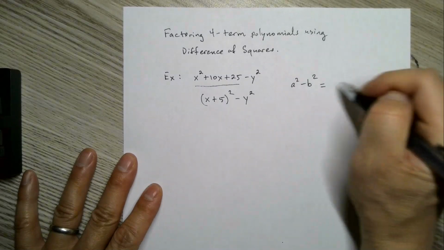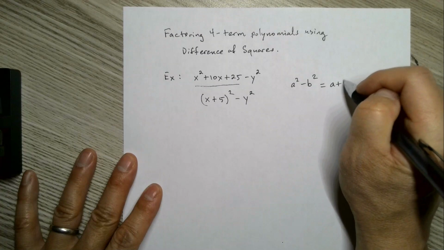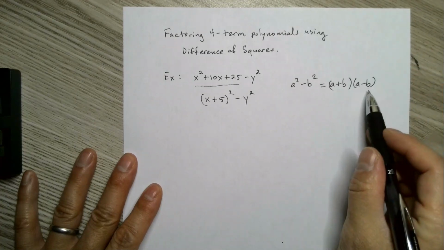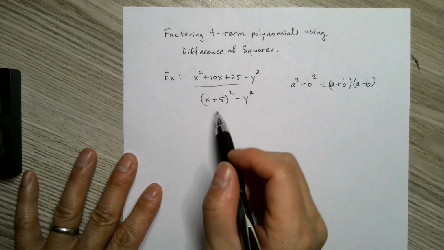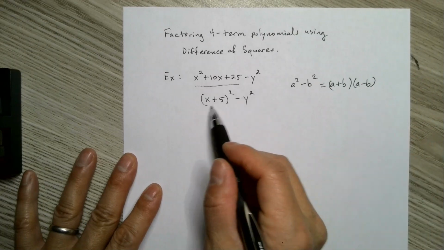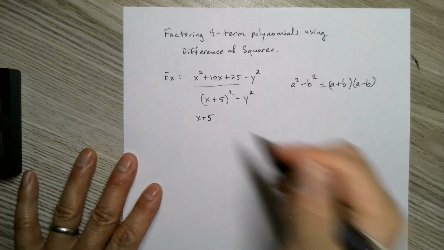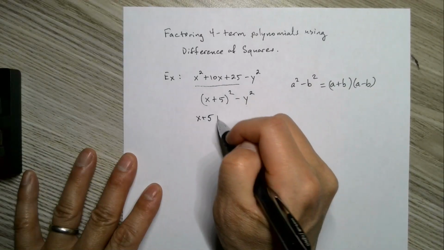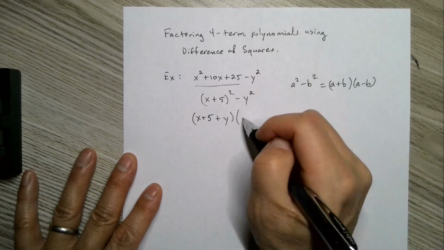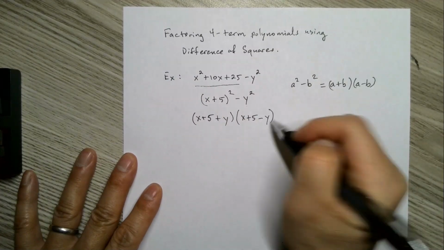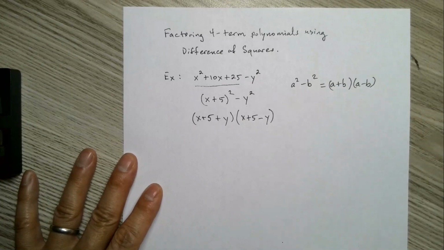And since we know that a squared minus b squared factors like that, I'm going to apply that pattern to the x plus 5 and the y. So this is a plus b times a minus b. And now that is fully factored.